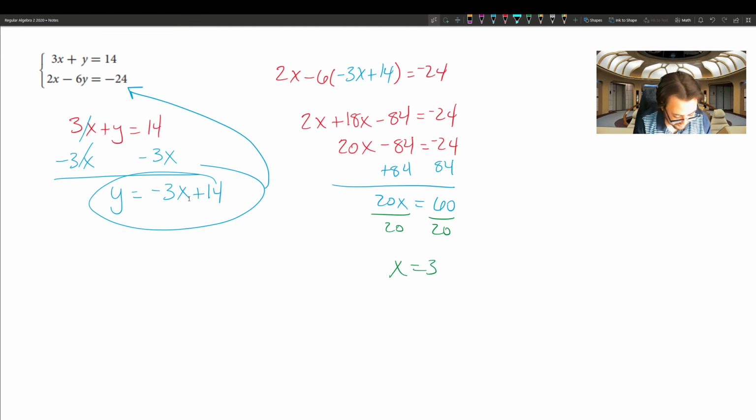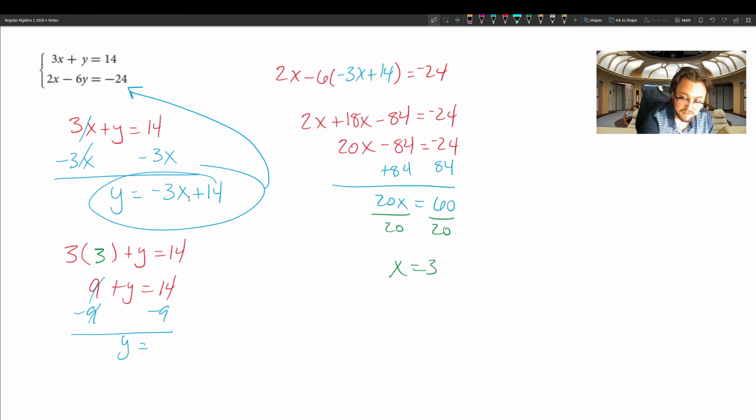Easy enough. I'm going to take that and plug it into my top equation. Why not? So 3 times, we said x is 3, plus y equals 14. So 9 plus y equals 14. We will subtract away the 9, and y equals 5. Got my two pieces, put them together, x comma y, 3 comma 5. And there we go. We're just going to follow that same pattern anytime that we want to solve a system in two variables using substitution.